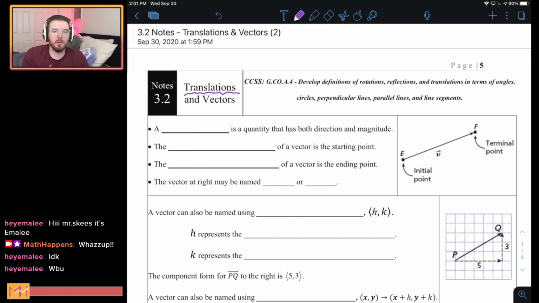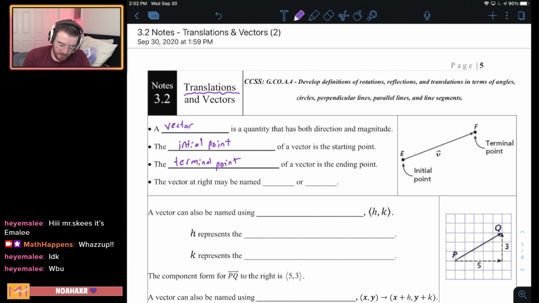And to help us understand translations, we need to talk a little bit about vectors and introduce this idea of what a vector is. So let's take a look at that. A vector is a quantity that has both direction and magnitude. The initial point of a vector is the starting point, and the terminal point of a vector is the ending point.